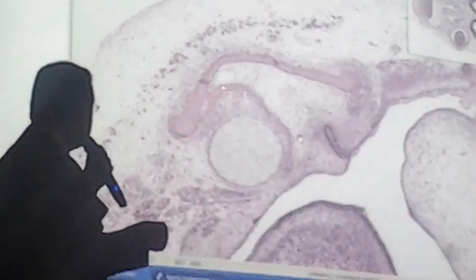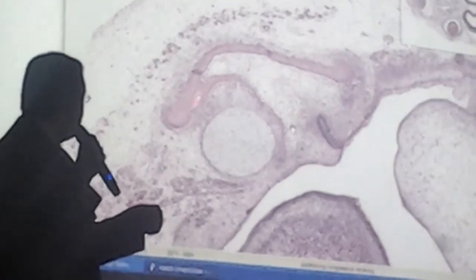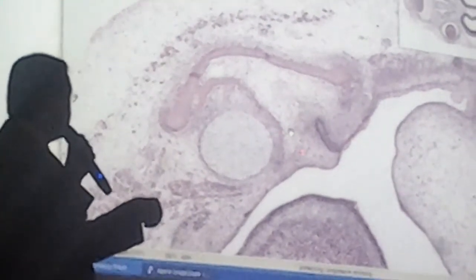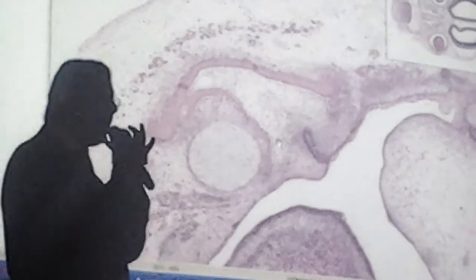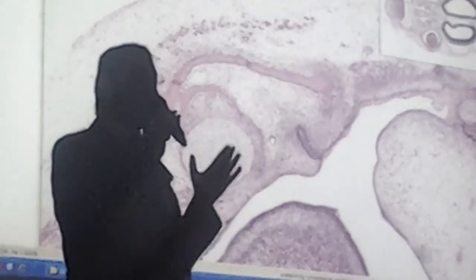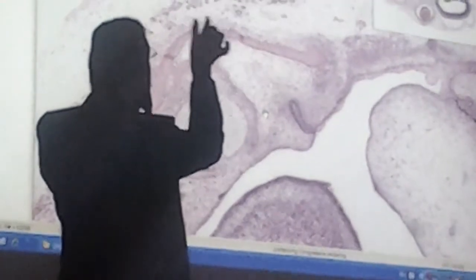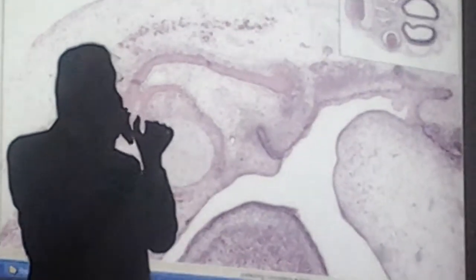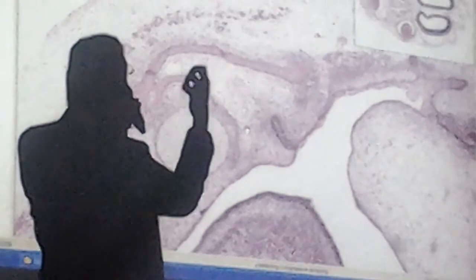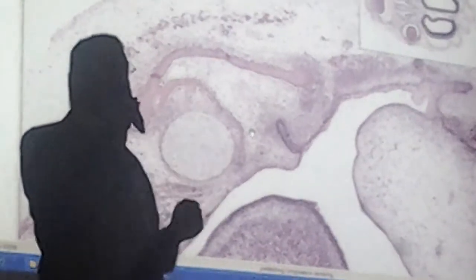And this part here is the body of the mandible, and this is the alveolar process. This is how the alveolar process forms. First of all, we have two plates. Then, between these two plates, we have all the teeth forming, okay? Then, bone starts to fill all the spaces between these two plates.